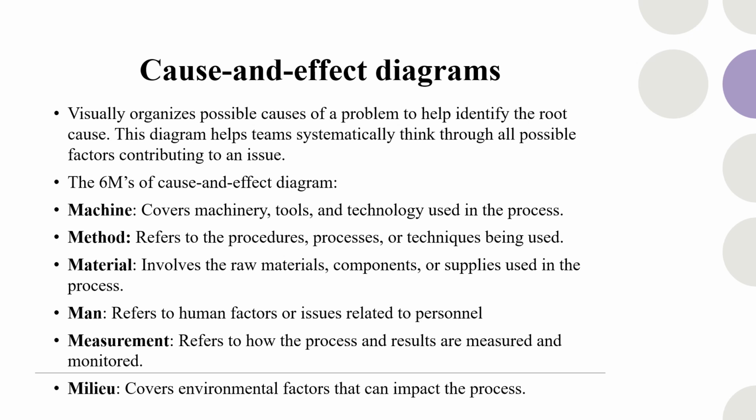Method, refers to the procedures, processes, or techniques being used. Material, involves the raw material, components, or supplies used in the process. Man, refers to human factors or issues related to personnel. Measurement, refers to how the process and results are measured and monitored. Environmental factors can also impact the process.